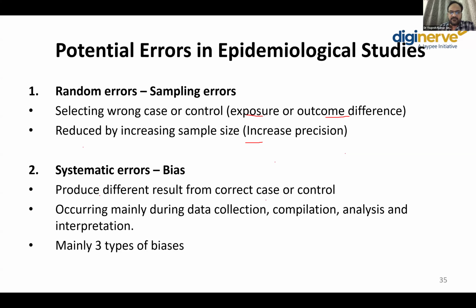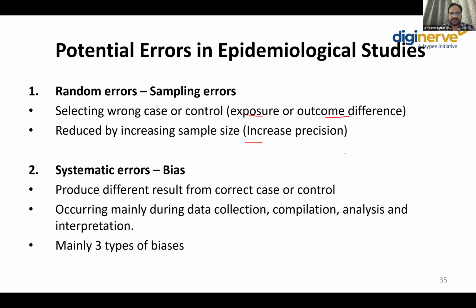So what is the error in the random error? It is sampling error. In sampling error, we select the wrong case or the wrong control. If we select the wrong case or the wrong control, then exposure and outcome will be different. It can be reduced by increasing the sample size. If instead of 10 cases, 50 cases, or 20 cases, we use 1,000 or 2,000 cases, then the effect of one or two wrong selections will be nullified.